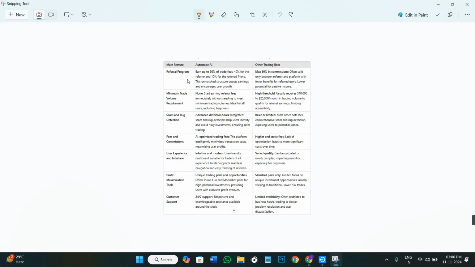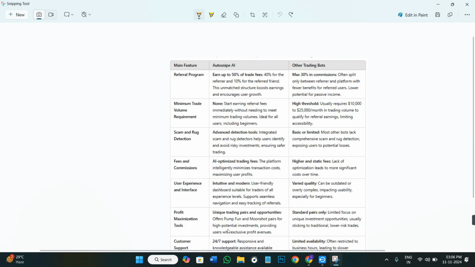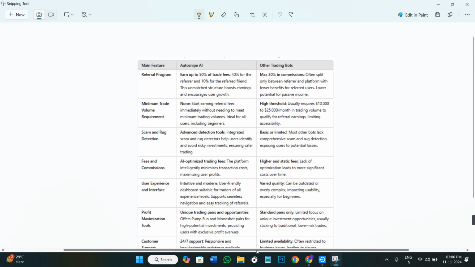So for your convenience, I have created this table for you so that you could understand all the differences very clearly. So first of all, if we talk about the referral program, in Autosnipe AI, you will get 40% of the trading fee, and in return you can give your referrals 10% rebate on the trading fees, while on the other trading platforms you can only earn up to 30% commission, which is low in comparison to Autosnipe AI.